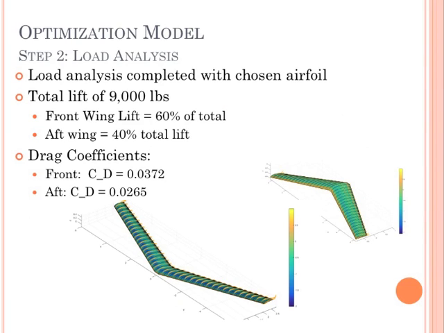Loads analysis was completed using a vortex lattice method code in MATLAB. The resultant load was a total lift of 9,000 pounds for the aircraft and 300 pounds of drag for the front wing.